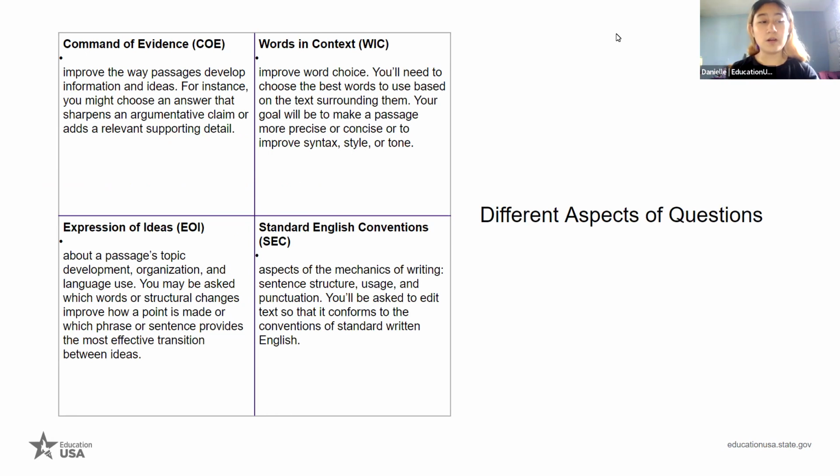you're going to be asked about one of these four different subject areas, okay? You will be asked on the ways that evidence is used with respect to the claim or as a supporting detail, right? You might be looking at a question asking for some way to improve the passage so that your evidence can support the claim better or be a relevant supporting detail.